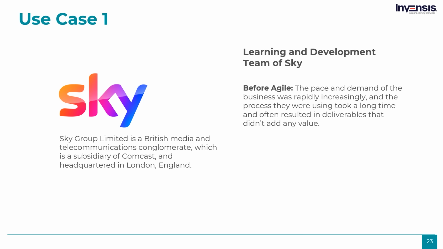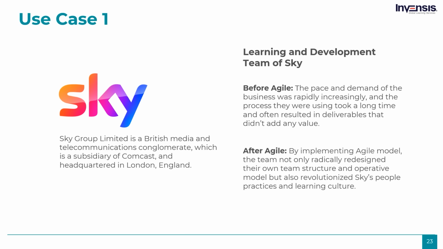It was fine at the start, but after a few years, the employees started complaining that the process was slow to implement and too top-down. They wanted to challenge ourselves to help the organization learn without resorting to traditional means. Hence, instead of following the traditional method and waiting for results, Tracy, Director of People Experience at Sky, decided to find her resolutions in an Agile way. By embracing an Agile mindset, Tracy and her team have not only radically redesigned their own team structure and operative model but have revolutionized Sky's people practices and learning culture.